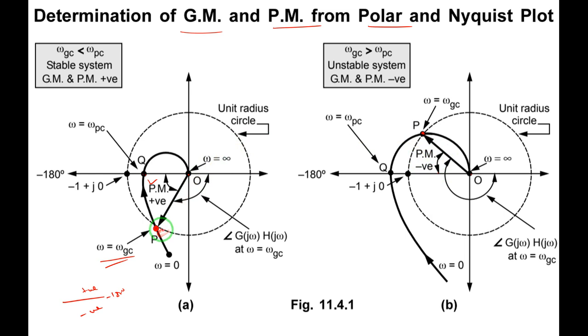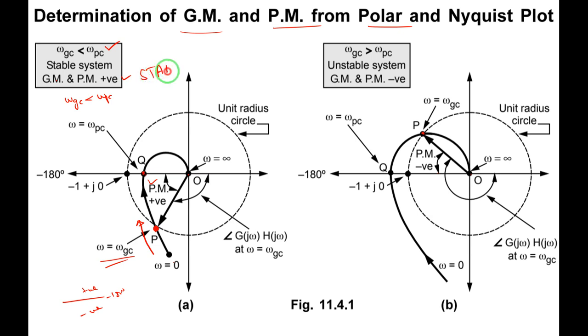Observe here, point P, I will get some frequency, omega equal to omega GC, and the frequency goes on increasing: omega equal to 0, omega equal to 1, 2, 3, and omega equal to infinity. The frequency goes on increasing here if I go like this. So omega GC I am getting here. At point Q, I am getting omega PC. Observe here, omega GC is less than omega PC in this case. Omega GC is less than omega PC, I have written here. Gain margin and phase margin are positive, so the system is stable.